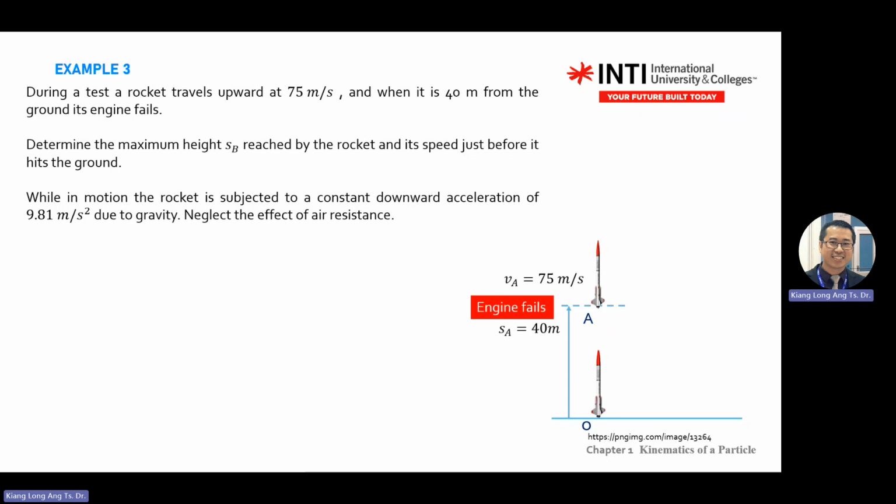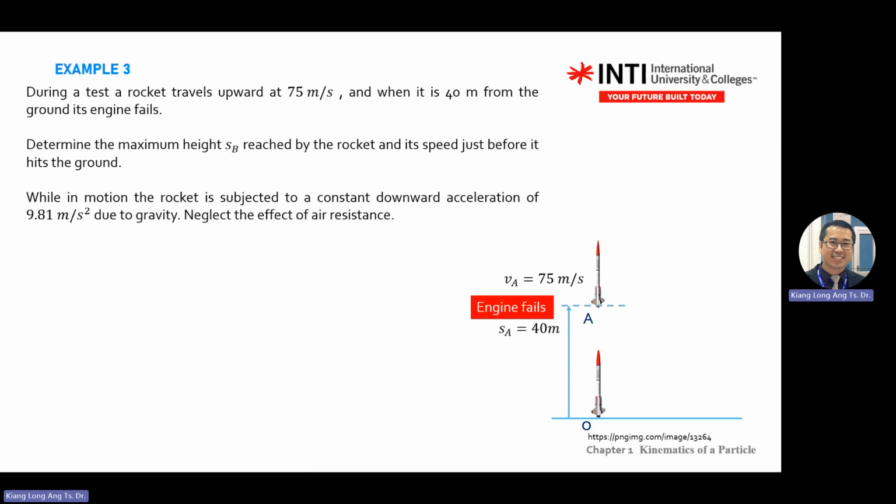Here, we continue with this example. Example 3. You see a rocket launched from the ground. It moves upwards with a velocity of 75 meters per second. When it reached 40 meters from the ground, the engine failed. Determine the maximum height SB, the maximum height when it reached a point B, reached by the rocket, and its speed just before it hit the ground.